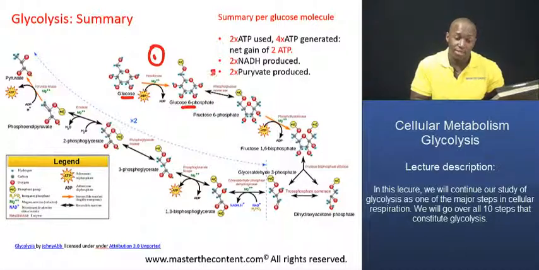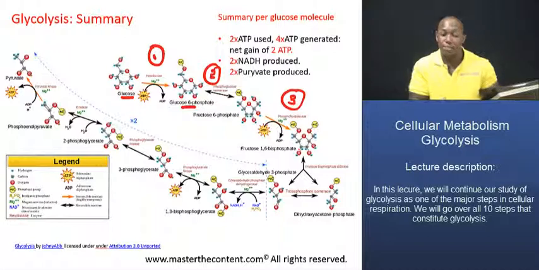Now in the second step, glucose 6-phosphate is converted into its isomer, fructose 6-phosphate, and the enzyme responsible for that step is phosphoglucoisomerase. In the third step, fructose 6-phosphate is converted into fructose 1,6-biphosphate. This third step requires the input of another ATP molecule, and the enzyme that catalyzes it is phosphofructokinase.